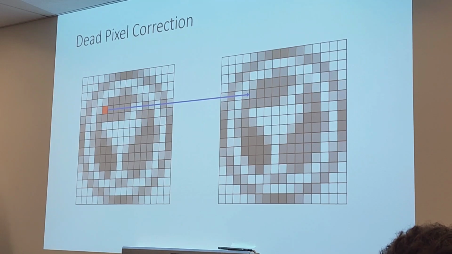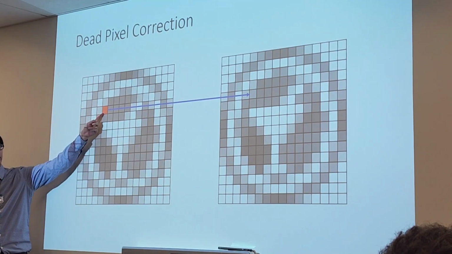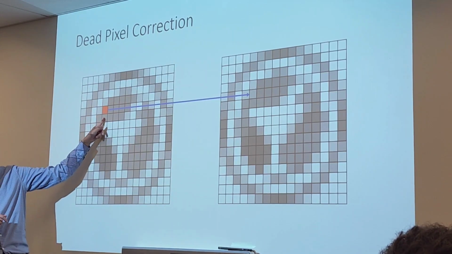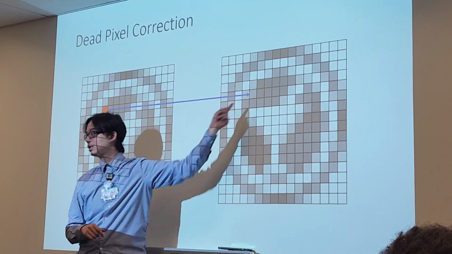But in reality, this is what happened. You were close, Jay. There was a dead pixel right here. What I did was I averaged the colors of these 4 pixels surrounding it, found the average color, and gave it that average color.